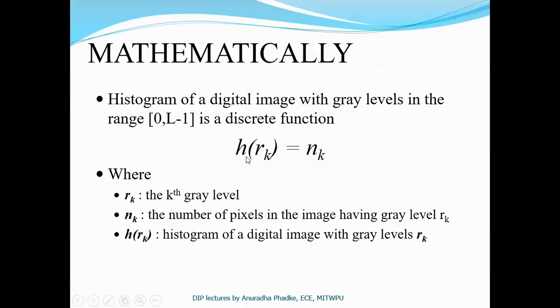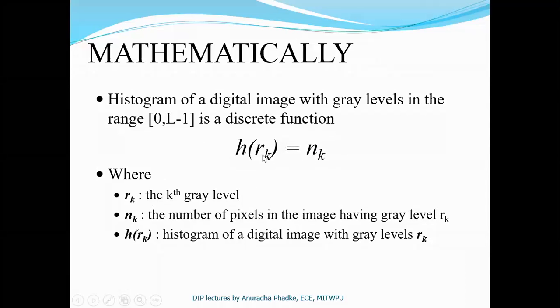Okay, so histogram is given by h(rk) = nk. Here rk represents gray shade. So for an 8-bit image, your rk will range from 0 to 255. So for the given image, you need to count how many pixels belong to gray level 0, then gray level 1, gray level 2, up to gray level 255. And nk represents that count.